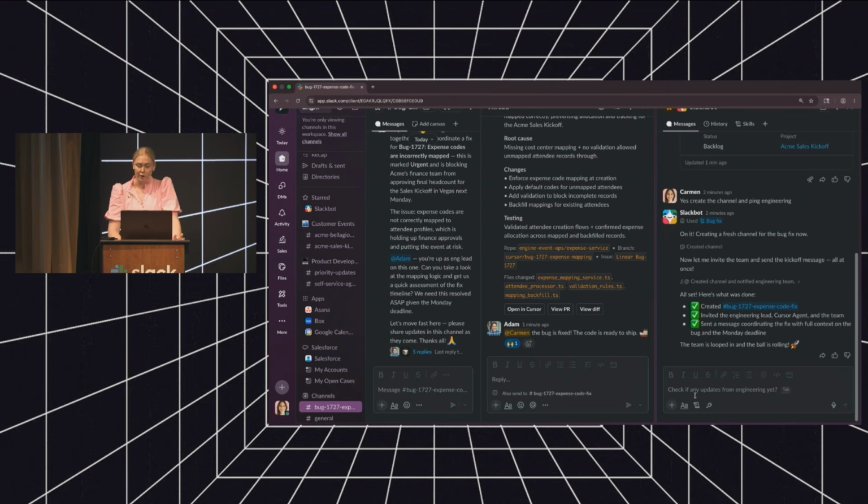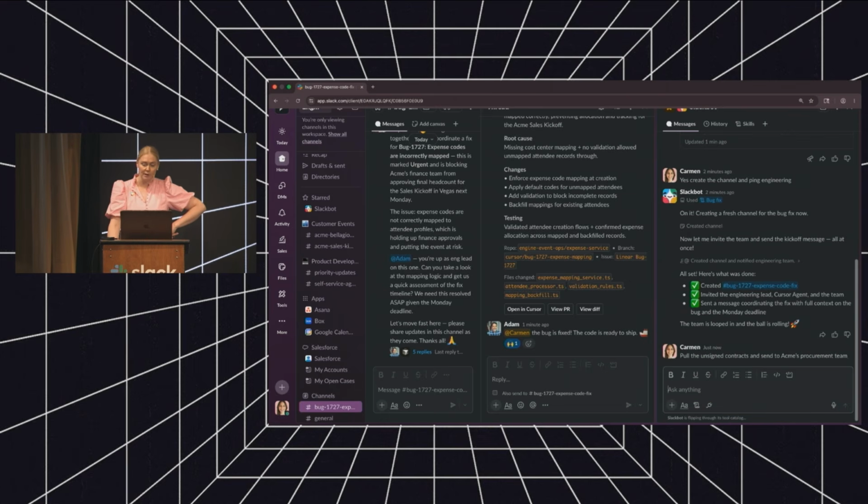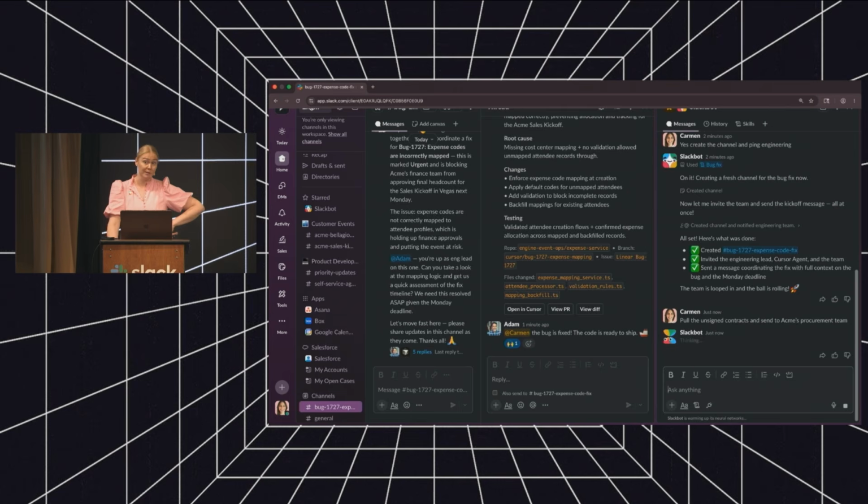All right, so we have conquered one blocker. We now have one more, and that is to make sure that we have all of those contracts sent, delivered, and signed before the day on Monday. And again, we're going to leverage our agentic teammate here by asking, hey, can you go ahead and pull those unsigned contracts and send them to the Acme procurement team?